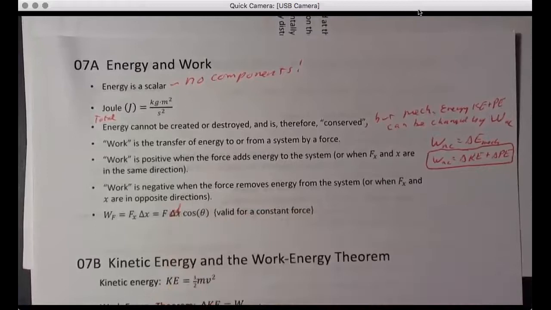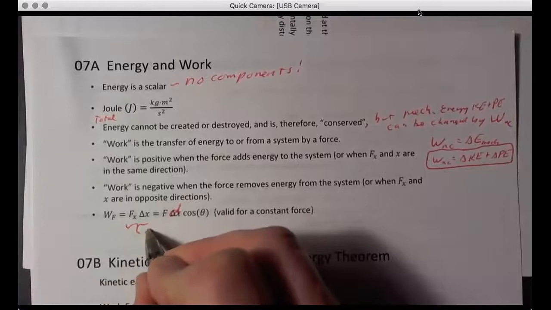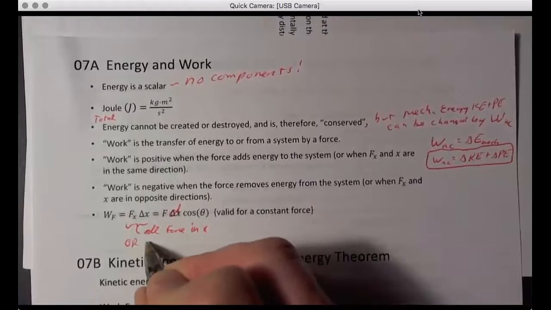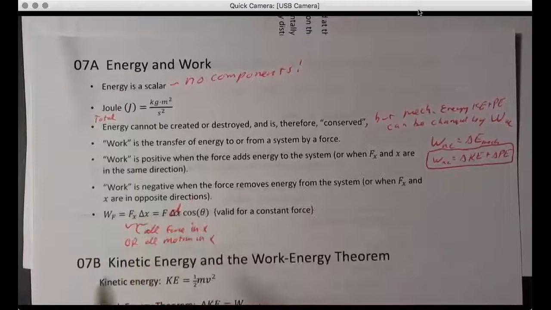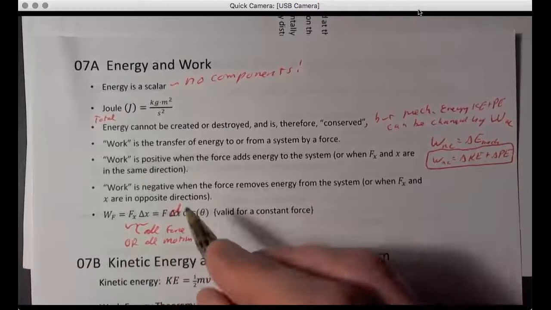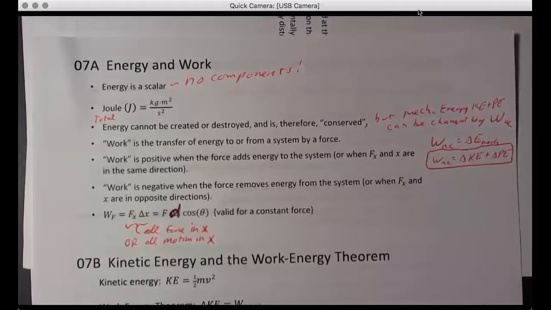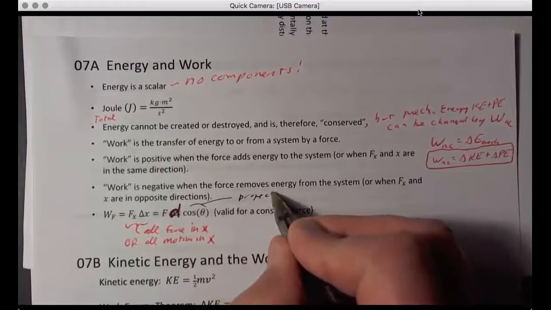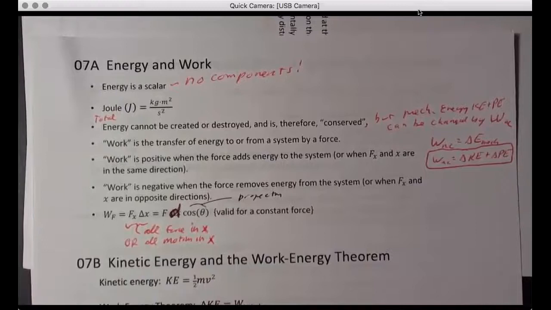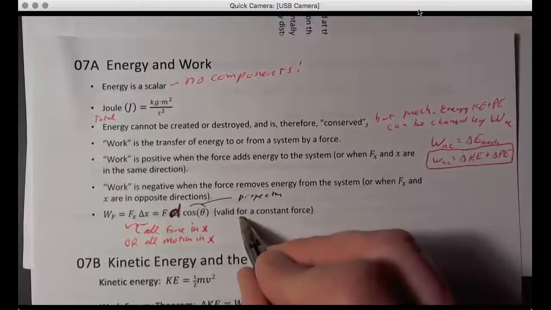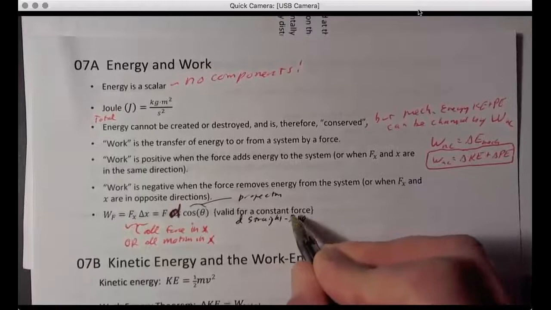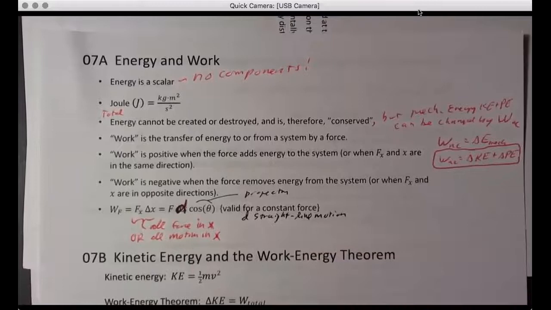If you have all forces in x or all motion in x, you can use this. You can also convert x to y or z, whatever direction it happens to be. Otherwise, it's better to just say, okay, it's F d cosine theta, and the projection is the cosine theta that tells you which way it's going. You still need to have a straight line motion for d and a constant force. Then this works.